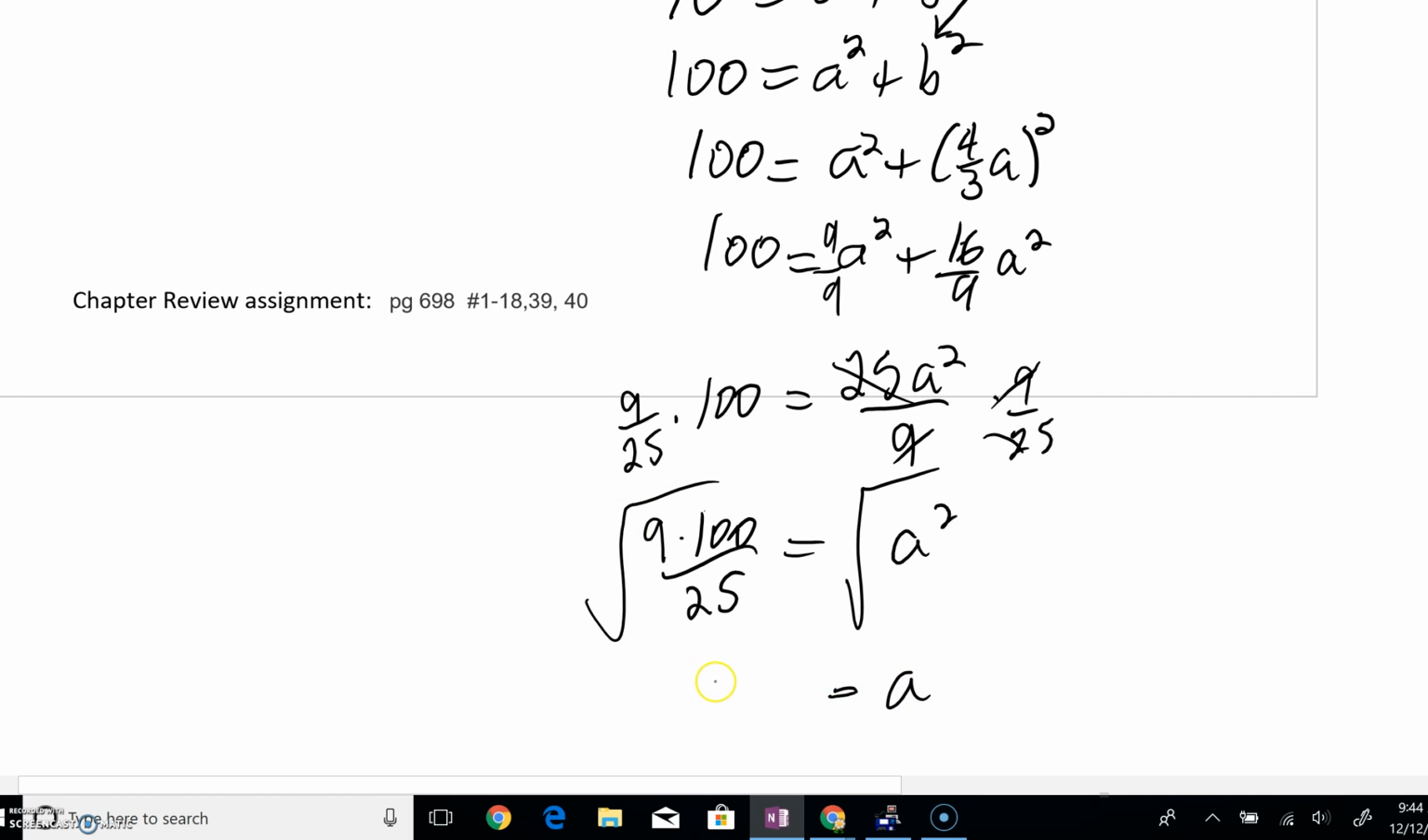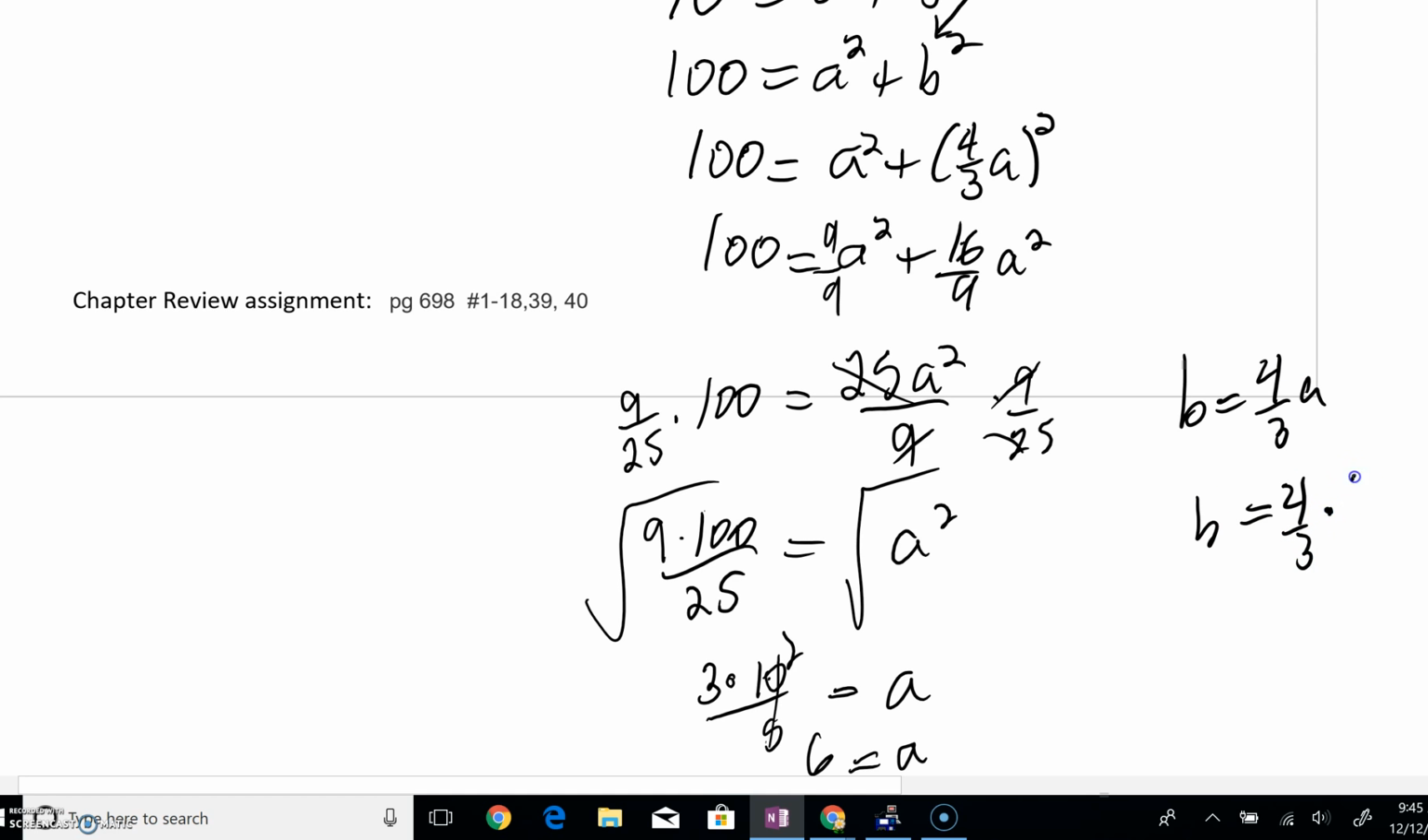What's the square root of 9? 3. What's the square root of 100? 10. What's the square root of 25? What's 10 divided by 5? 2. 2 times 3 is 6. Oh, A is 6. Wow, slick. Isn't that nice? So then you'd say, well, wait a minute. What about B? B was equal to 4/3 A. Well, B is 4/3 times 6. 3 goes into 6 twice. 2 times 4 is 8. Hey, look at that. We didn't have a reduced form. B was 8. A was 6.